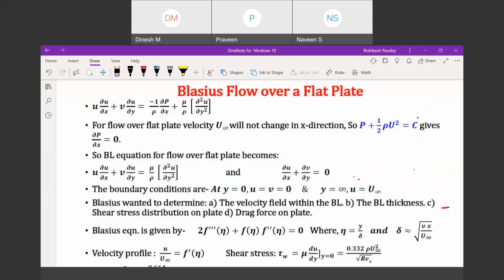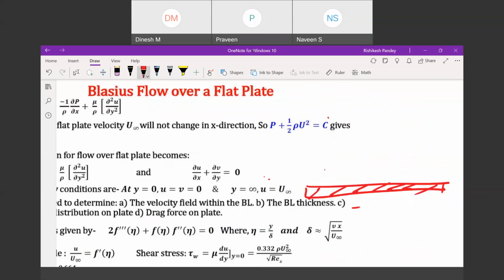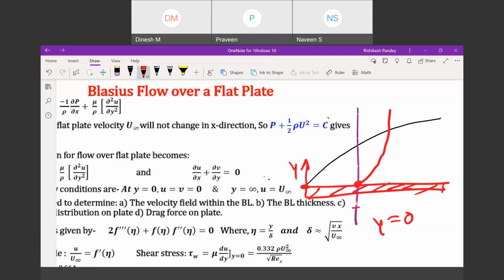I will again write it for you. This is my flat plate, and this is my boundary layer, and at any location, now this is my y direction. So at y equals to 0, y equals to 0 means here, velocity u is 0. This v also is 0. At y equals to this location, which is very far away from the wall, so y equals to infinity, the velocity u is what? U infinity. Because it has reached which region? Inviscid region. The velocity is u infinity. So this you can note down.